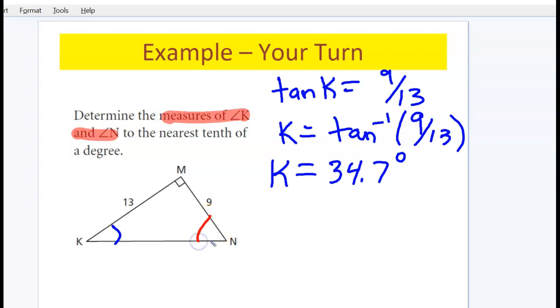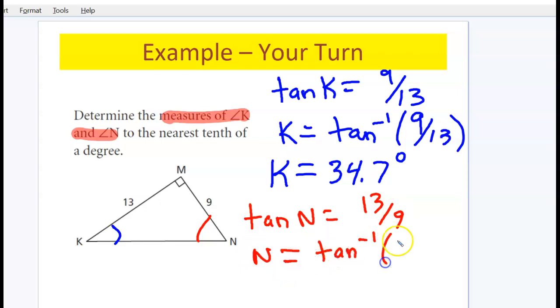Now to find the measure of angle N, I'm going to start with the tan of angle N is opposite over adjacent, which is 13 over 9. And again, if I take the tan inverse of both sides, I will end up with tan inverse of 13 over 9. And this angle N is going to work out to be 55.3 degrees. Okay, so we know how in the first couple of examples to find the tan ratio, and now we can extend that concept to find the measure of the angles by taking the tan inverse of both sides, or the arctan of both sides.